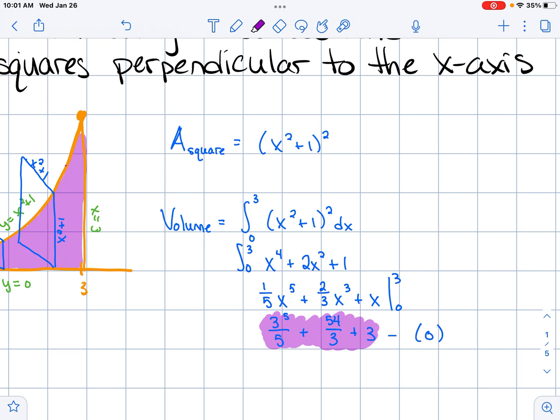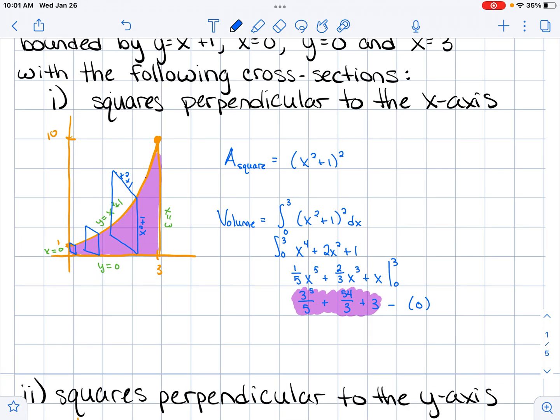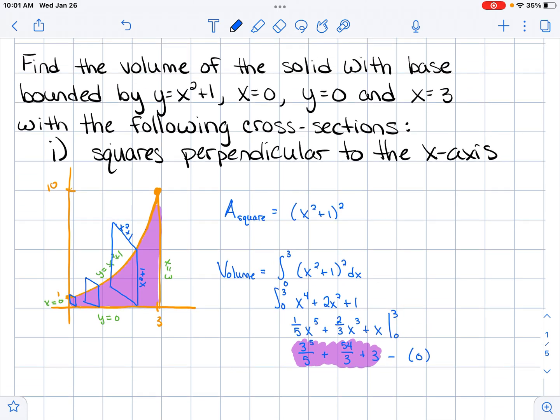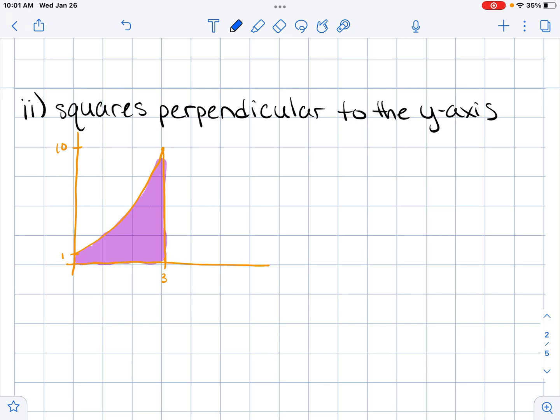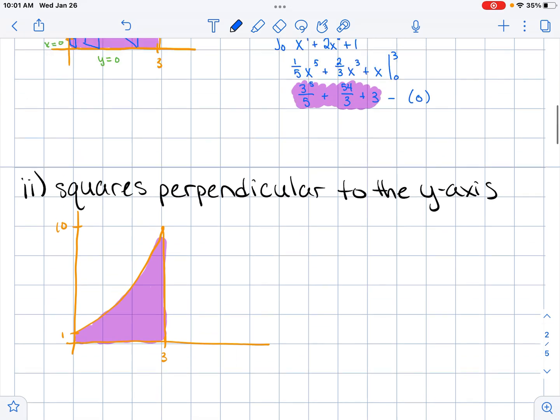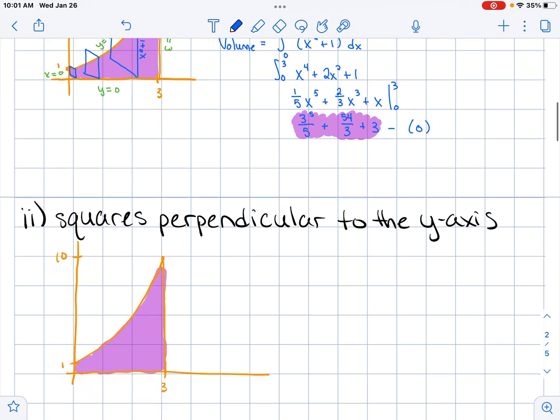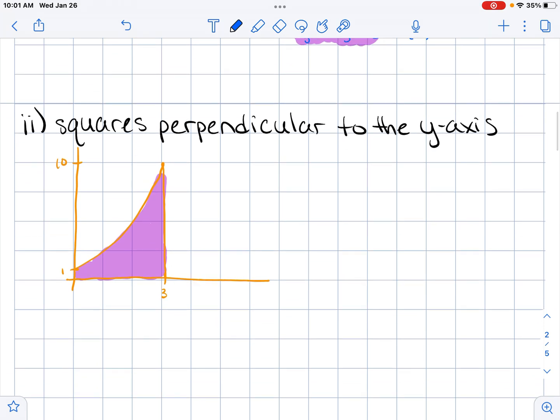Okay, using cross sections. All right, let's go on to another example. I'm going to use the same base, but I'm going to use different cross sections. So this time we're going to use squares that are perpendicular to the y-axis. Let me refresh my memory what the function was. y equals x squared plus 1.